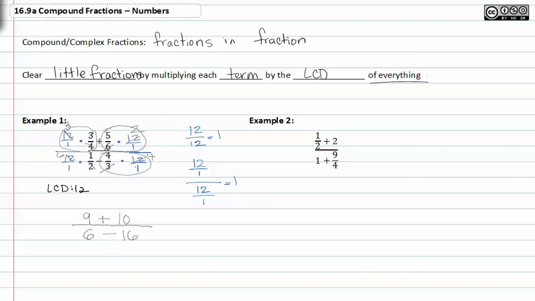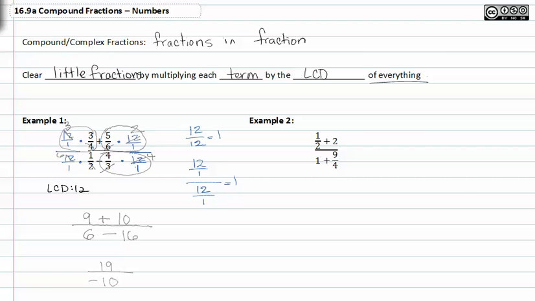So we have 9 plus 10 in the numerator, which is 19, and 6 minus 16, which is negative 10 in the denominator. 19's prime, so this is the final answer.